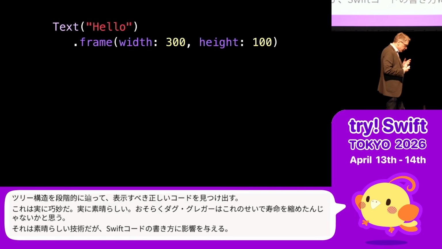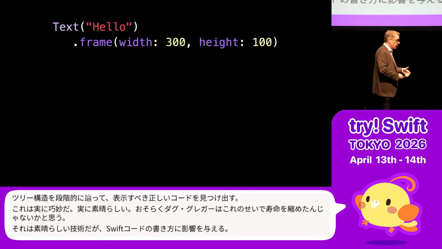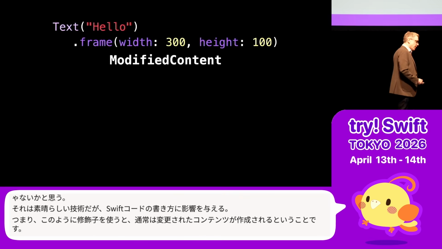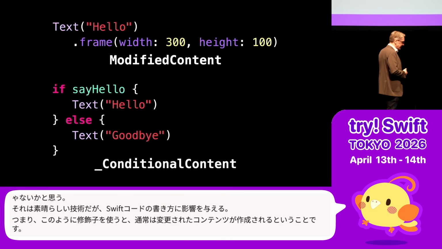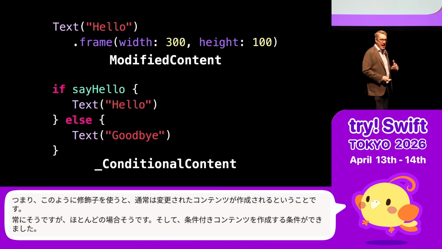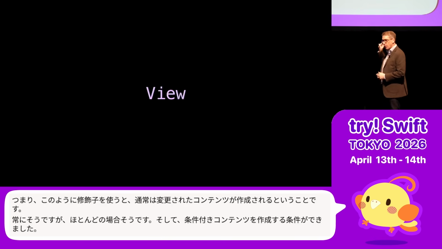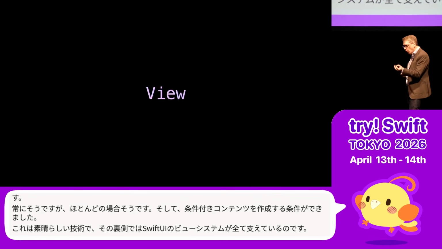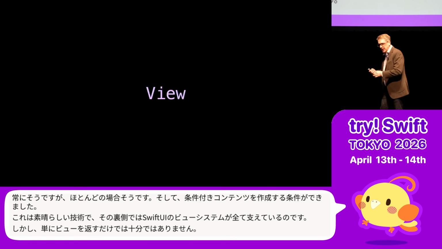So again, we have modifiers like this that usually create modified content. Not always, but mostly. Then we have now conditions that create conditional content. And this is brilliant stuff, and it's all being powered by SwiftUI's view system behind the scenes. But just returning view isn't enough. It wants all those details. What kind of view here? Is it conditional here? Is it modified here? It wants all the details.